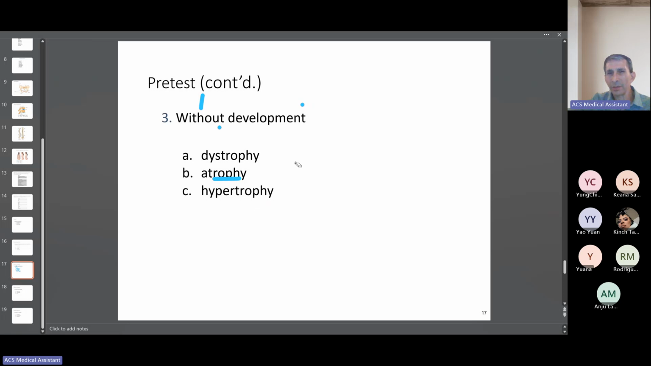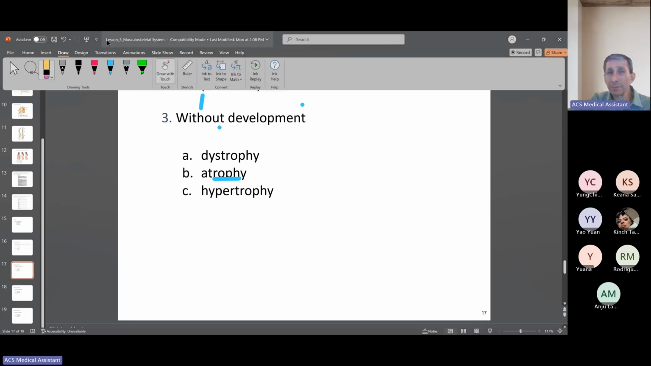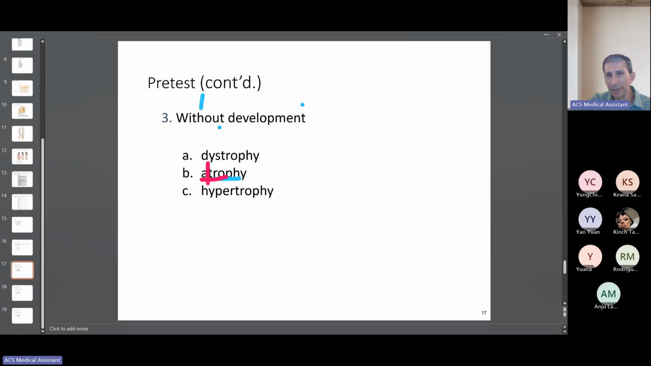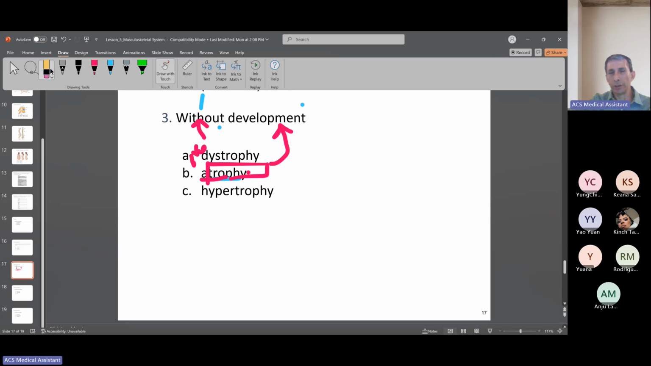Trophy means development, meaning that this muscle has not developed properly. A, no. Without means the same. Trophy means development. So this muscle or whatever it is did not develop correctly. This didn't develop at all. That is called atrophy. It didn't develop. Without development, no development.